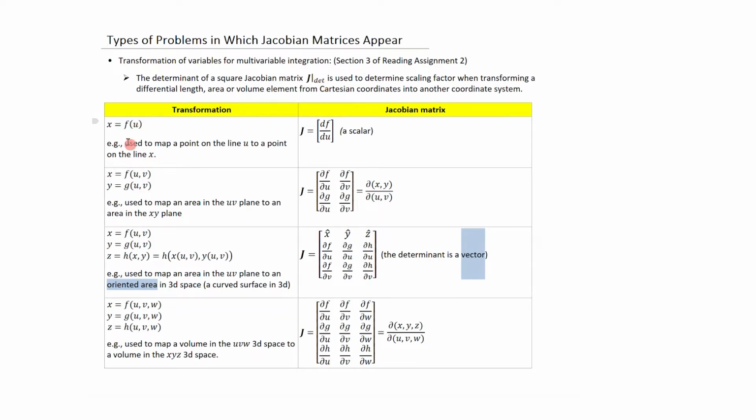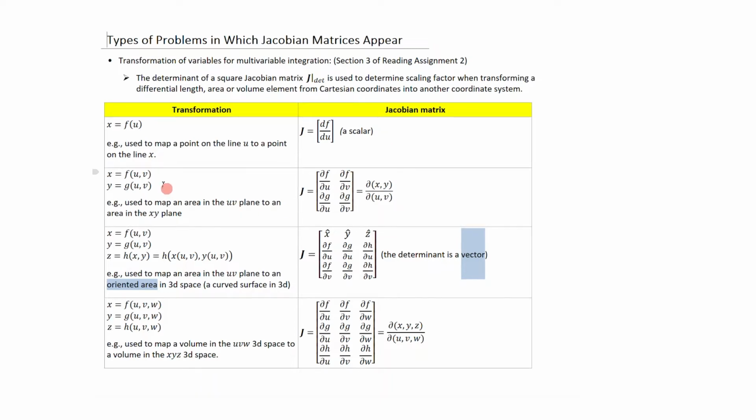So let's take a look at some examples here. The transformation with one variable: x is f of u. You've used this last year when, for instance, doing integrations and you want to do a change of variables, and you end up having to take the derivative of f with respect to u. It's a 1-by-1 matrix, which is nothing more than a scalar.